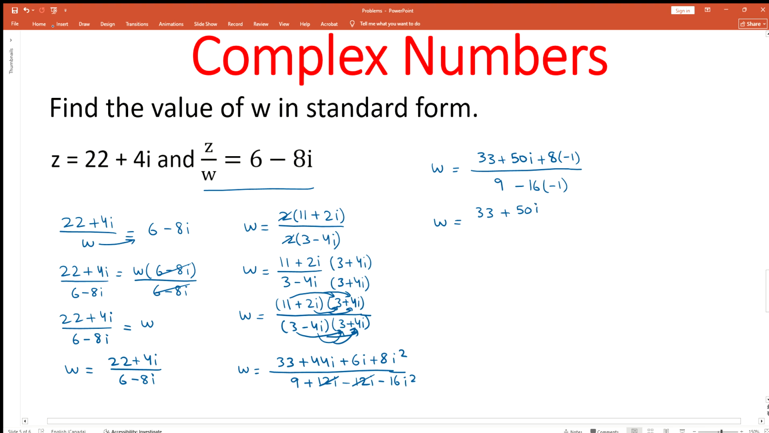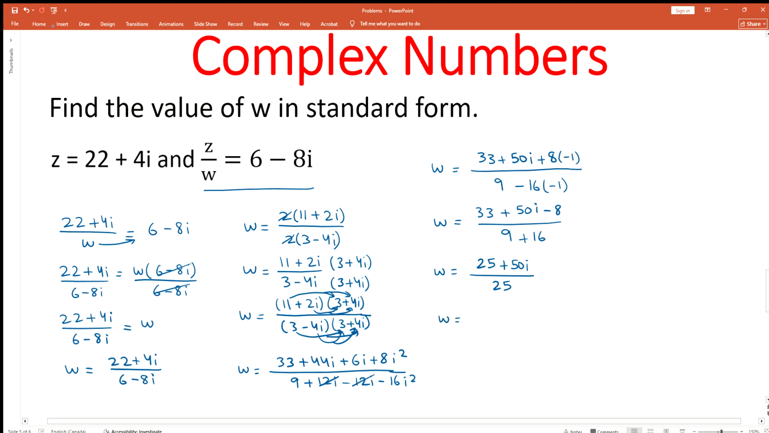8 times negative 1 is equal to negative 8. In the denominator, negative 16 times negative 1 is equal to positive 16. Next, we can combine like terms in the numerator. 33 minus 8 is equal to 25. In the denominator, 9 plus 16 is equal to 25.